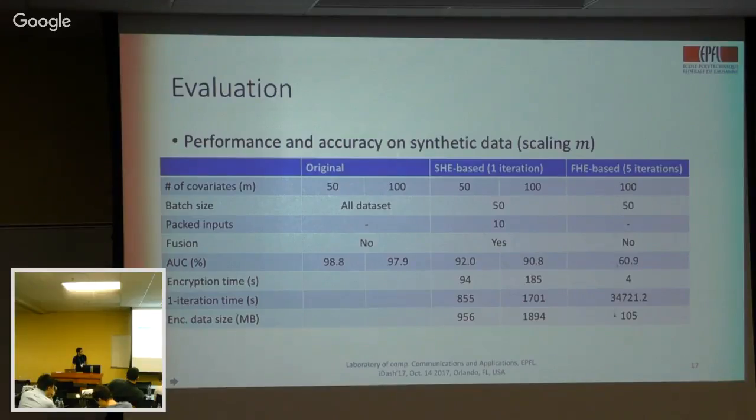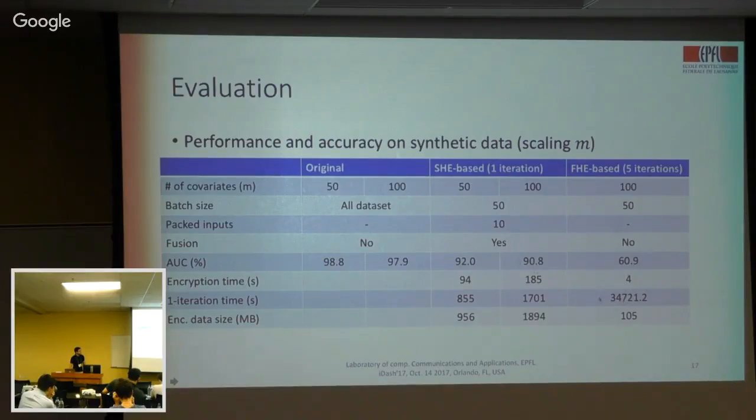The fully homomorphic encryption solution, conversely, doesn't achieve this same level of accuracy. It remains quite low due to the problem of precision, keeping a fixed precision of 16 bits. And even if we run 5 iterations, we keep a poor performance compared to the other solution.